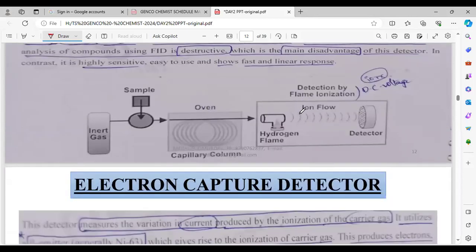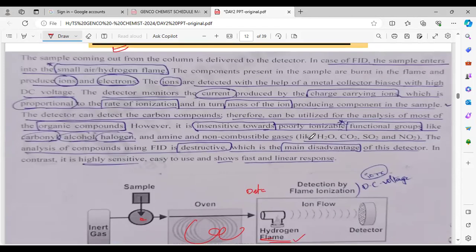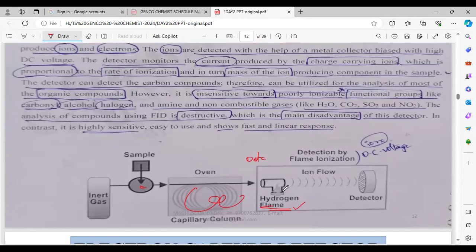So here, look at this. Inert gas is there. This is a sample injection port. It comes out of the oven. Finally, at the end, generally you will have a detector, right? But before the detector, you are placing a flame. So what kind of flame are you using? Hydrogen flame. So the sample which is coming out of the column is passed through the hydrogen flame. When it is passing through the hydrogen flame, the sample is getting ionized, and those ionized particles get detected by your detector. So here this detector is a flame ionization detector.